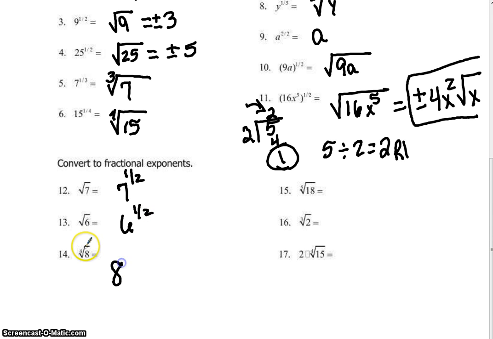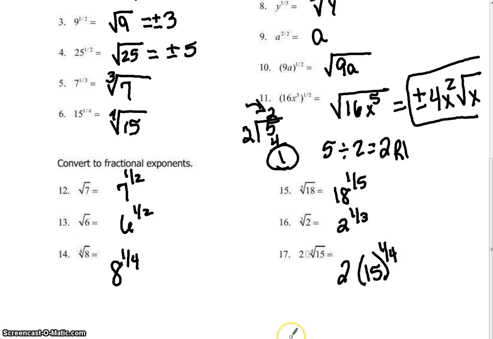8 is your base. It's to the 1/4 because that's what the root was. The root is your denominator. The 5th root of 18, 18 is your base to the 1/5. Cubed root of 2, 2 is your base to the 1/3. And 2 times the 4th root of 15. So this would be 2 times 15 to the 1/4.